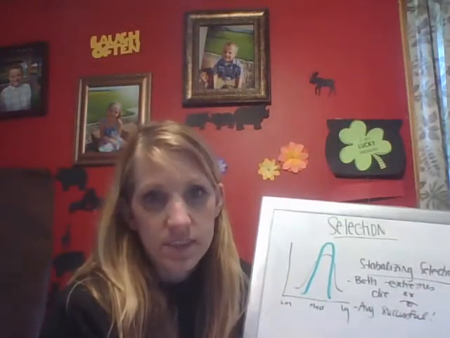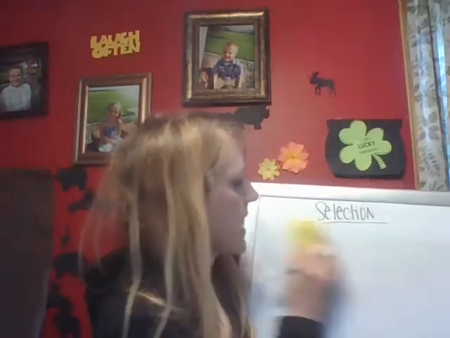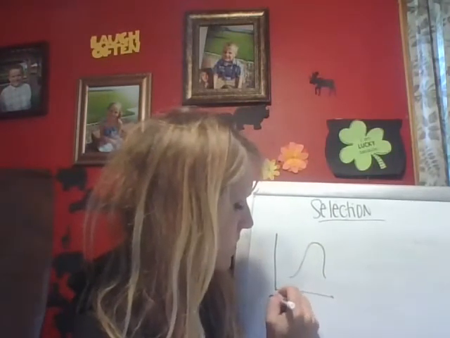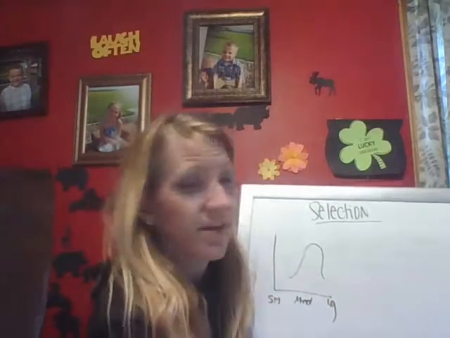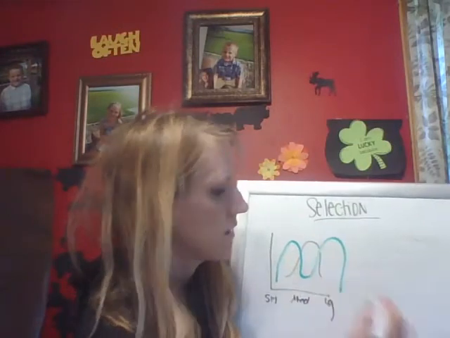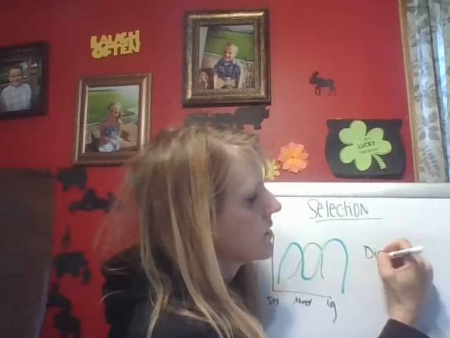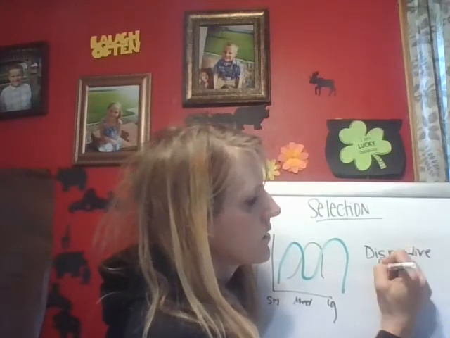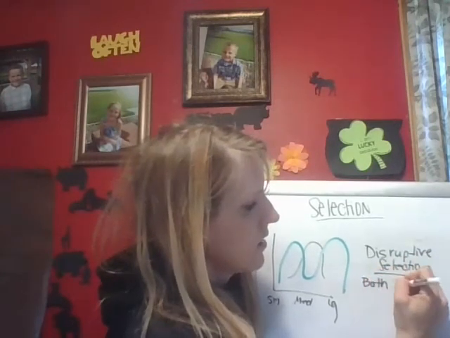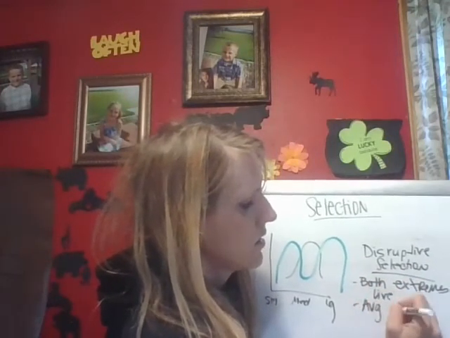Questions? Average, successful. Extremes, die. Get it? And the last one is disruptive selection. So what do you think happens to this normal graph? Small, medium, large. What do you think happens? It's disrupted. Very good. So both extremes are most successful. It's called disruptive. I love the names because it makes sense. Disruptive selection. Both extremes live, average dies.